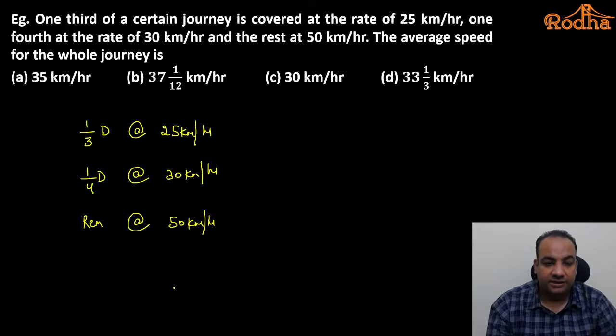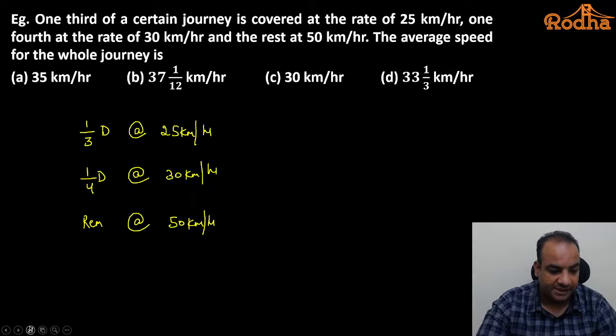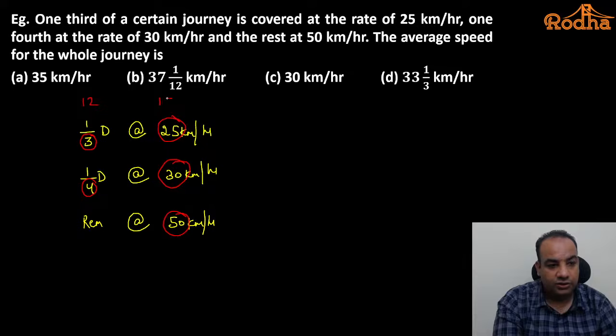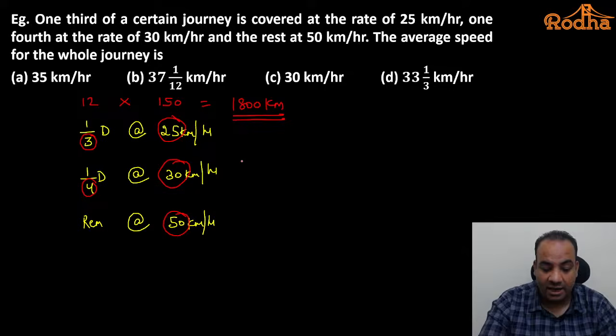Now the question is, what is the average speed of the entire journey? When you get this kind of question, one approach is to assume the distance to be d and form equations, or you can assume some value of distance. How to assume the value? Here it is 1/3, so the denominator is 3. Here the denominator is 4. The LCM of 3 and 4 is 12. The LCM of 25, 30 and 50 is 150. The best value to assume is 12 into 150, that is 1800 kilometers.